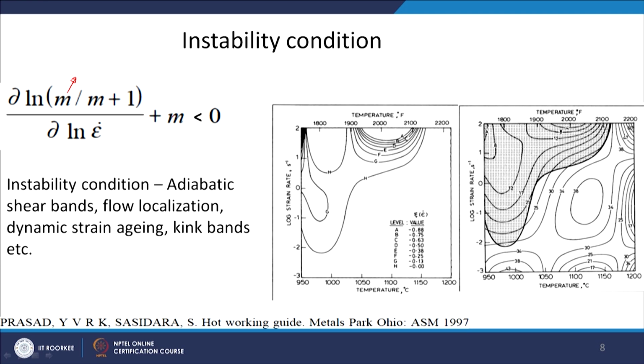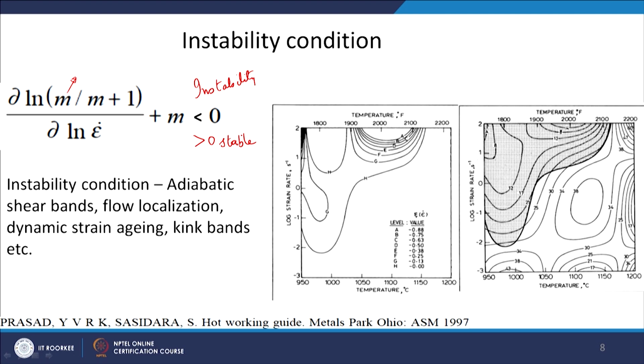So, you just have to take the logarithmic and the slope of that, between m and m plus 1, as a function of epsilon dot. This particular value, if it is less than 0, then there is an instability. So, this is an instability criterion. If it is more than 0, then I am in the stable region.